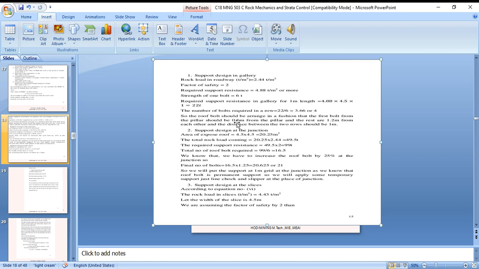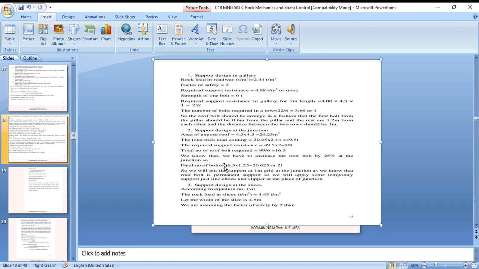The number of rows should be arranged in a fashion that the first bolt from the pillar should be 0.6 meters from the pillar, and the rest are 1.2 meters from each other. The distance between the two rows should be in meters. Support design at the junction: area of exposed roof, that is 4.5 into 4.3, that is 20 meters square exposed area. Then the total roof load coming, the required support resistance, and the total number of roof bolts required.